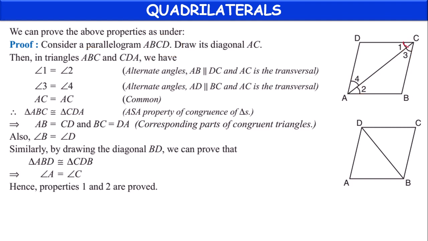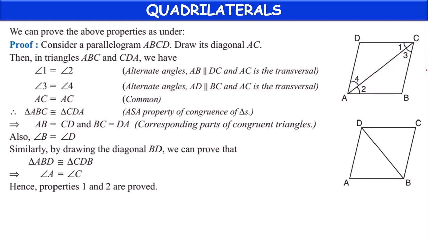In this, angle 1 equals angle 2. Why? AB and CD are parallel, and this line is the transversal. Angles in opposite directions are equal, so we call them alternate angles. So 1 and 2 are equal because they are alternate angles. AD is parallel to BC, AC is the transversal. In the same way, 3 and 4 are also equal, alternate angles. And AC equals AC, the common side.